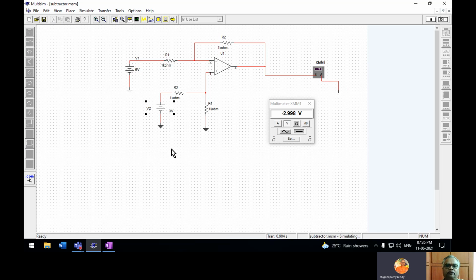Okay. So I am closing this. All of you do the adder and subtractor experiment. Take 2 sets of combinations and verify. That's it. Nothing else can be done. We are not using any CRO. CRO we use to see the waveform shape. Input is DC, so output is also DC. Multimeter is sufficient.